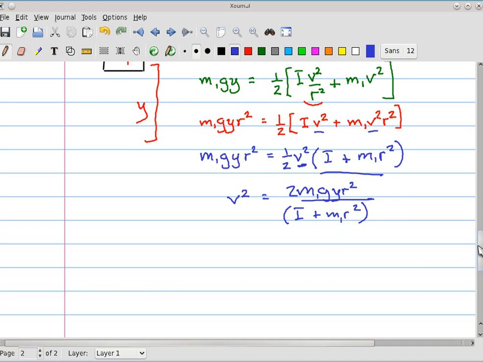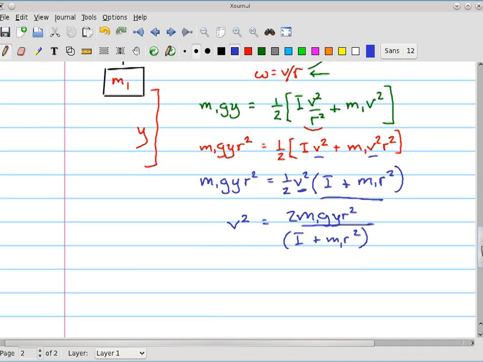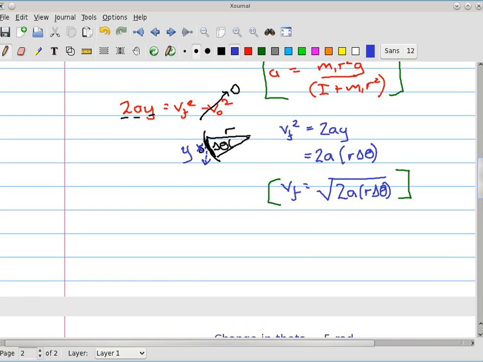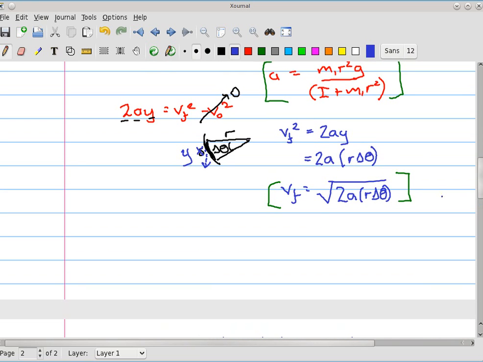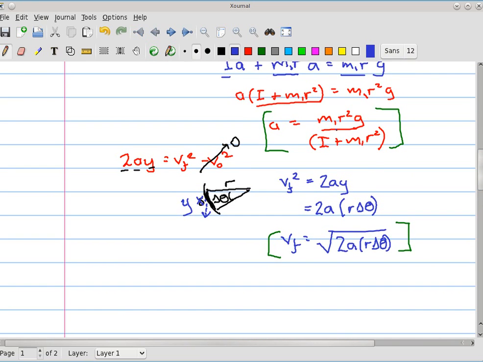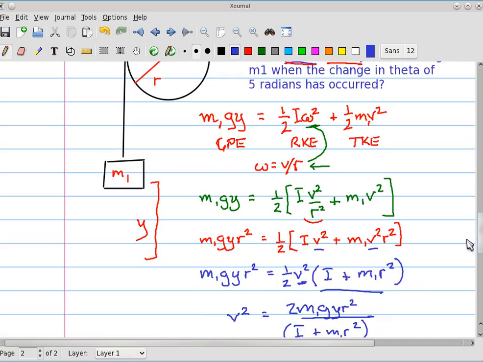So this, as you will see, well, you look at that, you say, that's not quite the same thing. Look at this acceleration. We have this m1 r squared g, and we got all this other stuff there in the denominator. There's a factor of 2, and really this is our y. So let's make our substitution.